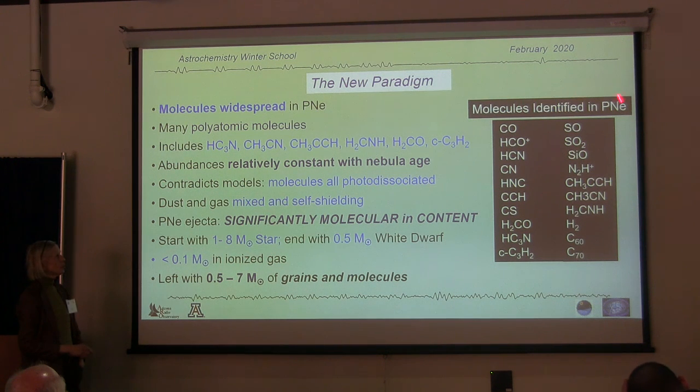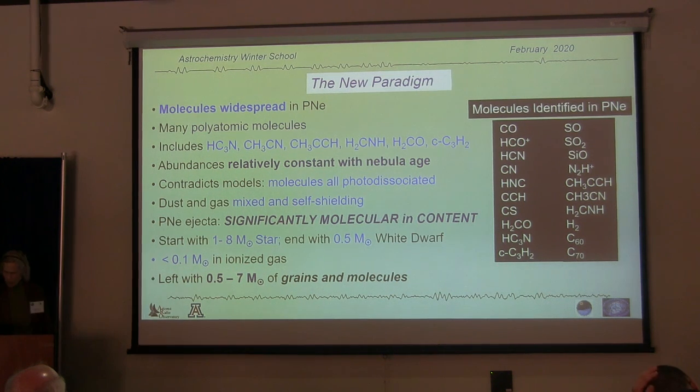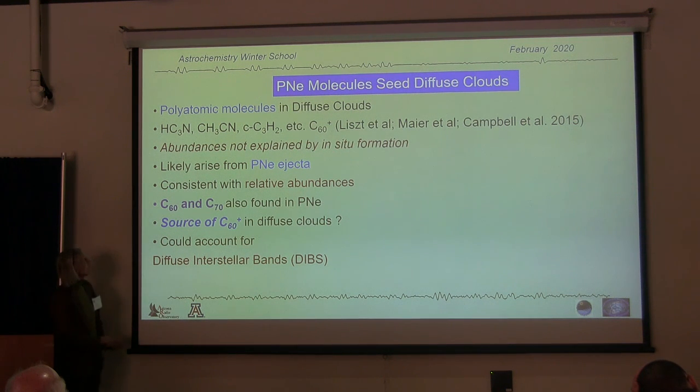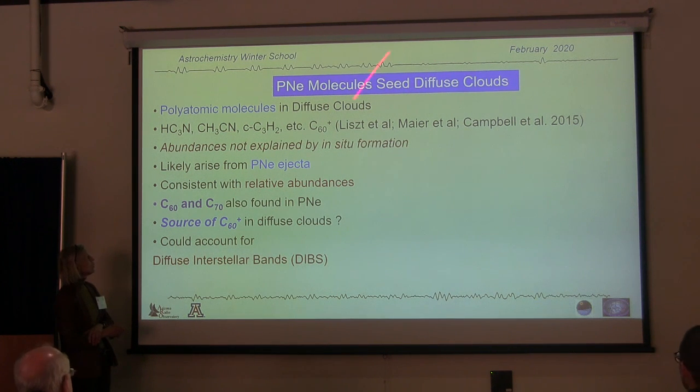So here's the current list of molecules I've seen in PNE. We've done a lot of these observations, but these objects are also sources of interstellar fullerenes, C60. It's very interesting molecular content. So what this seems to suggest is that we have planetary nebulae injecting their material into the diffuse interstellar medium, and its molecular content. And this could explain a lot of observations of diffuse clouds.